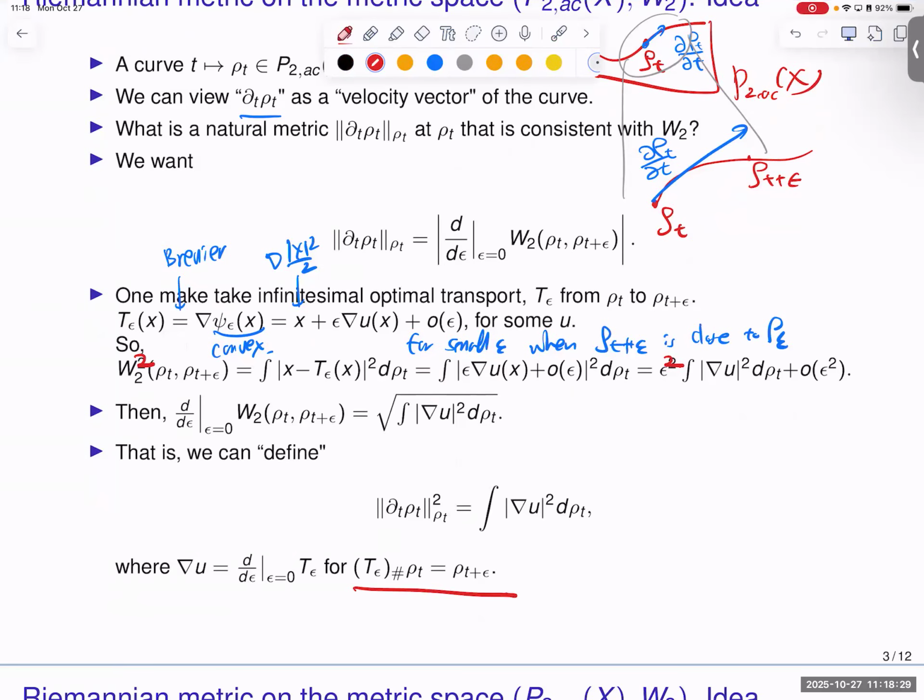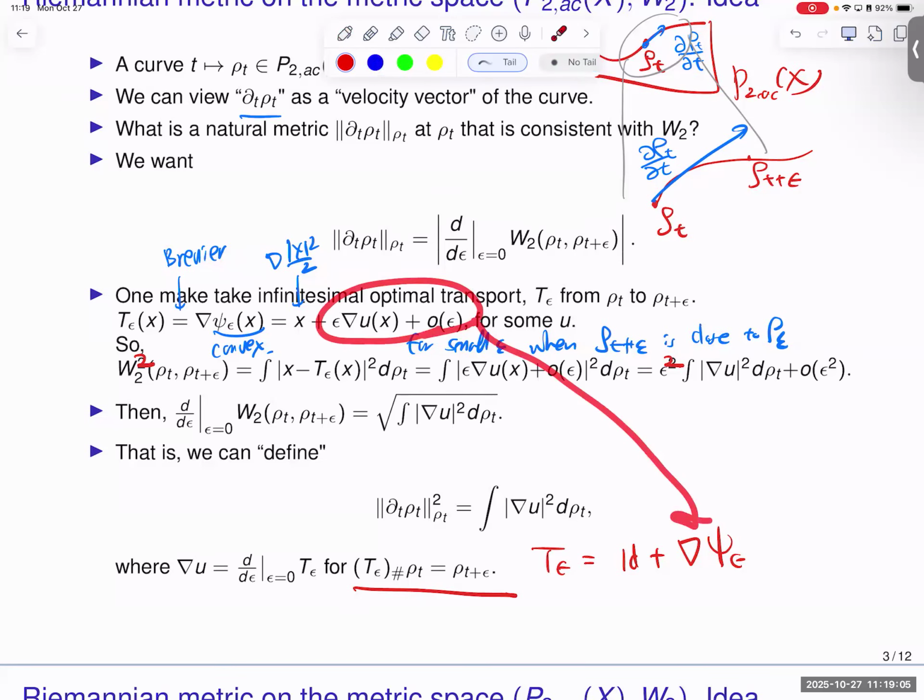So for this T epsilon, is it identity minus or identity plus? It depends on your notion, right? So it's identity plus the gradient of some conformity potential, right? Plus or minus depends on your convention, which one you want to take between convex functions and concave functions. Let's just take whatever is necessary to write this down. Then this whole thing corresponds to this.